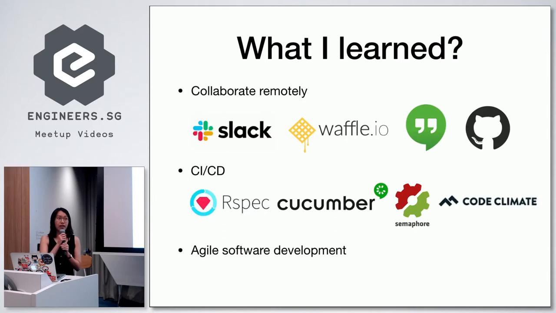So what I learned during my journey: first, I learned how to collaborate remotely. These are the tools that we use. We use Slack for communication. We use Waffle for story tracking, but I believe that Waffle is no longer there; it was used when I was joining at that time. And we use Google Hangout for stand-up and also for pair programming sessions. And we use GitHub definitely for version control.